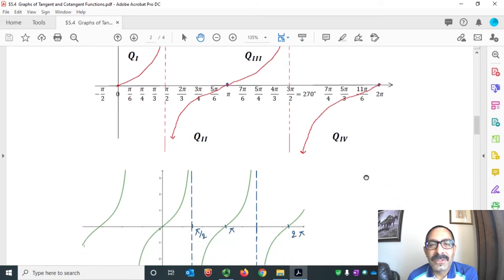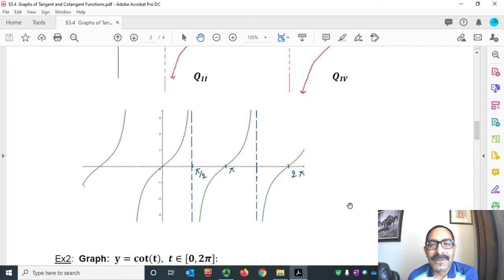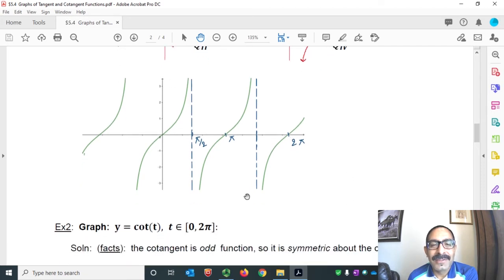Now let me use technology to graph the tangent function, so here is a nicer looking graph of the tangent function. I hope it makes sense to you all.